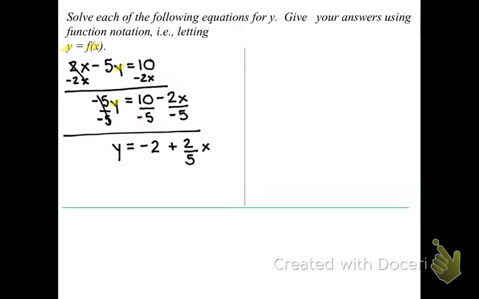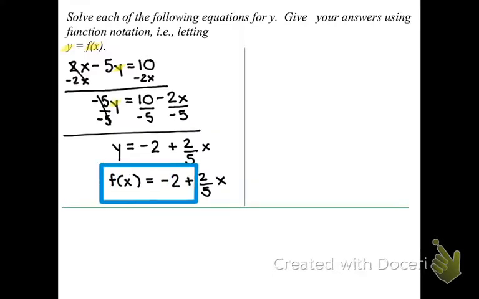Final answer based on the directions for these problems is going to be f of x, because remember we have to use that function notation, equals negative 2 plus 2/5 x. Now keep in mind, a lot of times when we try to rearrange equations like this that are linear equations, we end up putting them in the form y equals mx plus b. So if you want to, you could put f of x equals 2/5 x minus 2. That would be equivalent.